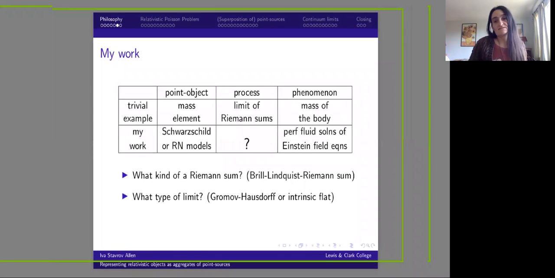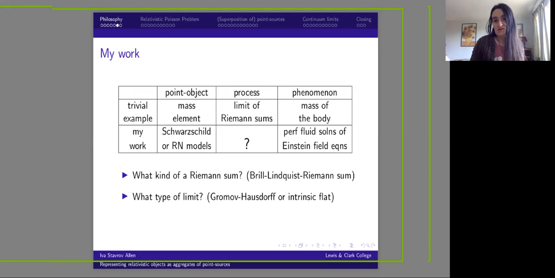And so this is a good point to frame how my work fits into all of this. There's this transition, which is taking the limit of a Riemann sum that takes me from mass elements to the mass of the macroscopic body as a whole. But what is not very well documented in the literature, at least that I understand, is how do you go from something like a Schwarzschild model of a point object to a perfect fluid solution of Einstein field equations? Basically the question is, what is playing the role of a Riemann sum and what kind of limit should I be taking?